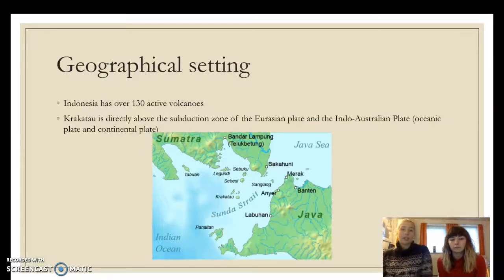Geographical setting. Indonesia has over 130 active volcanoes. Most of them are between Sumatra and Java. Krakatau is directly above the subduction zone of the Eurasian plate and the Indo-Australian plate. They are an oceanic plate and a continental plate that cause the beginning of the volcanoes.